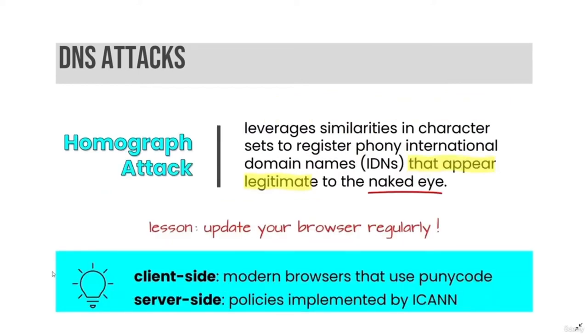Another type of DNS attack is a homograph attack. A homograph attack leverages similarities in character sets to register phony international domain names, also called IDNs, that appear legitimate to the naked eye. A way to mitigate this risk is to update your browser regularly. Also on the client side, modern browsers that use punycode can stop it. On the server side, use policies implemented by ICANN.